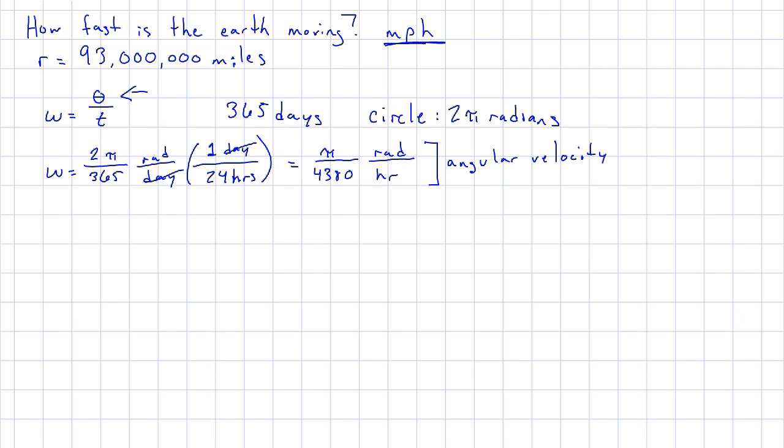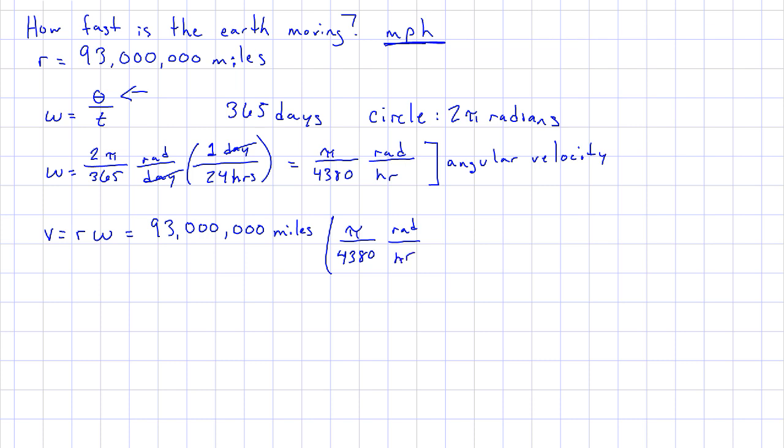And once I have angular velocity, I can find my linear velocity, because linear velocity, v, is equal to the radius of your circle times the angular velocity. So here we're very, very close to the end of the problem. I know what my radius is. My radius is 93 million miles. And I know my angular velocity, it's pi over 4,380 radians per hour.